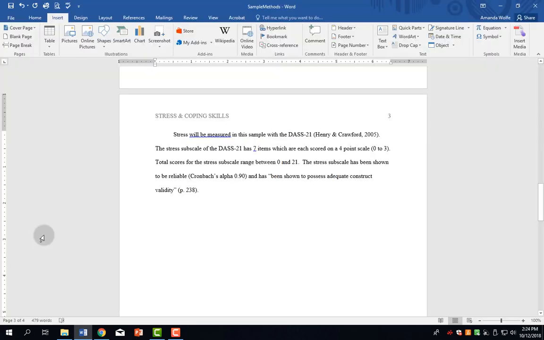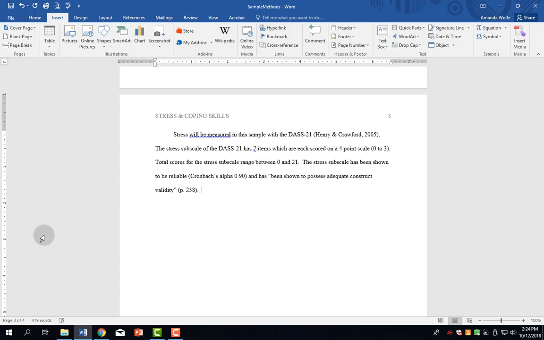So I've completed my paragraph on my DV measure. It says that stress will be measured in the sample with the DAS-21, and I've cited that measure that I found. That the stress subscale has 7 items which are scored on a 4-point scale from 0 to 3, and that total scores for the subscale range between 0 and 21. I then say that the stress subscale has been shown to be reliable, and I put in the Cronbach's alpha that was from the article, and has, quote, been shown to possess adequate construct validity, and I've cited that quote with a page number.